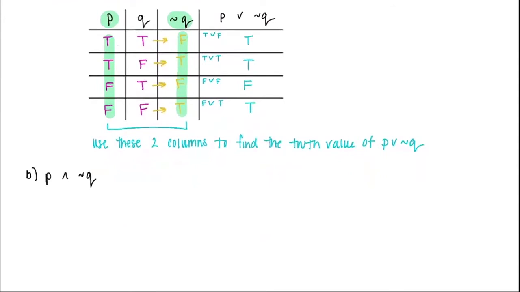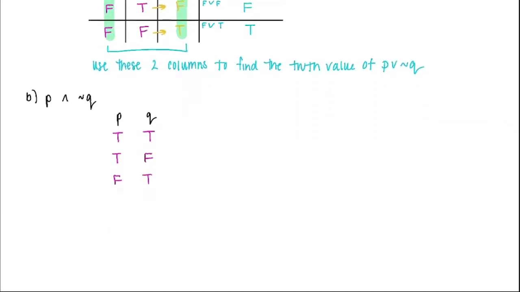So the more you do these, the more you're going to be able at setting up those columns in the header first before having to go through. But if you're just starting out, you've got P and Q. All of their possibilities are they could both be true, one false, one true, and then false, false.